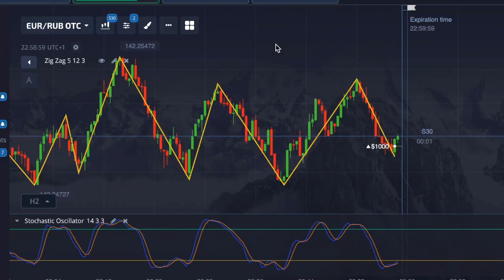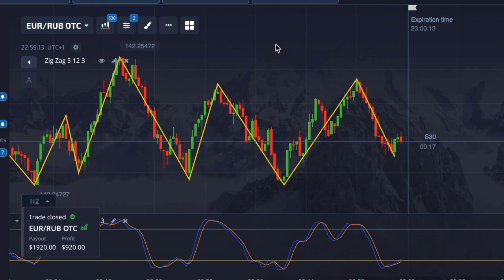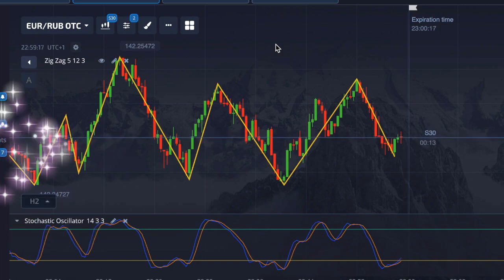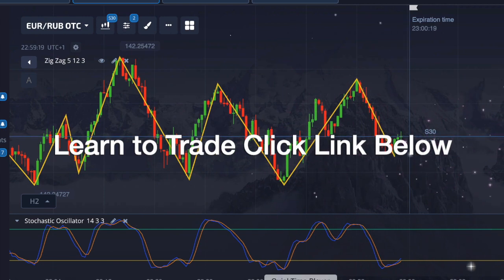So here I've found a signal on this chart and I've just placed a $1,000 trade to say that the price would go up. If this trade comes in, then we're in the money. If the trade goes down, then I've just lost $1,000. But if I make this trade right, I've made $920. There you see. So let's now look for another signal.